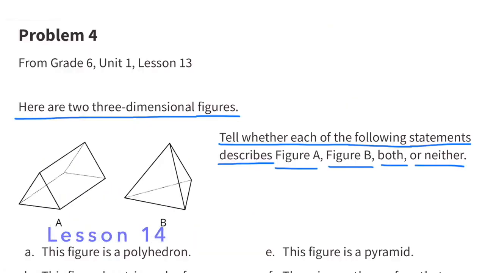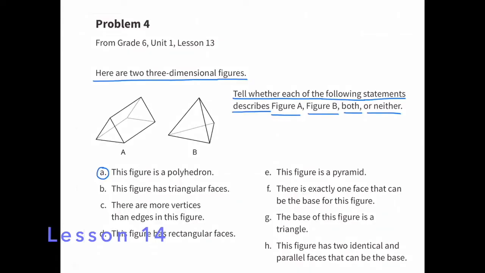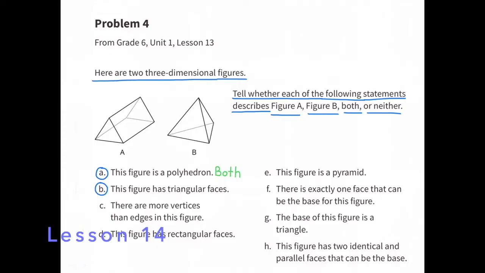Number 4. Here are two three-dimensional figures. Tell whether each of the following statements describes figure A, figure B, both, or neither. A. This figure is a polyhedron. Both. Both figures A and B are polyhedrons. B. This figure has triangular faces. Figure B has triangular faces and figure A has triangular bases, but bases can be considered faces. So the answer is both. Both figures A and B have triangular faces.